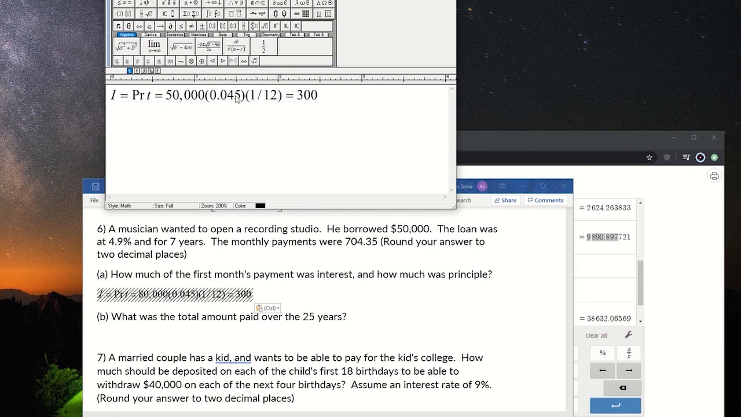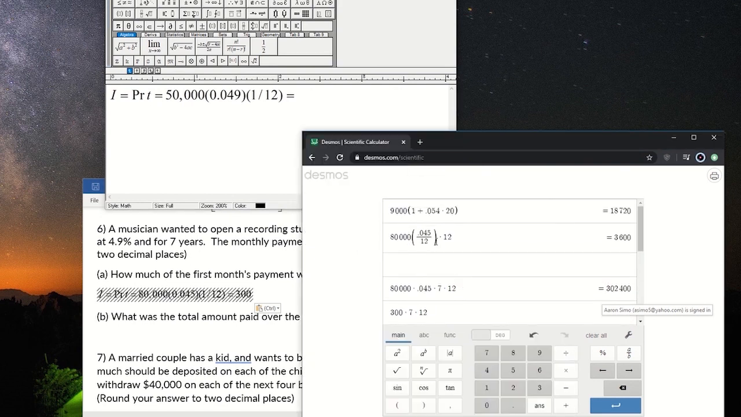Okay, so same thing here. Same idea here. I can change this to 4.9 divided by 12. Okay, alright, makes sense. Simple interest, first month's payment. How much was interest? It's a simple interest, one month payment, interest. So let's plug it in. Where did I do something like that? Do like this.